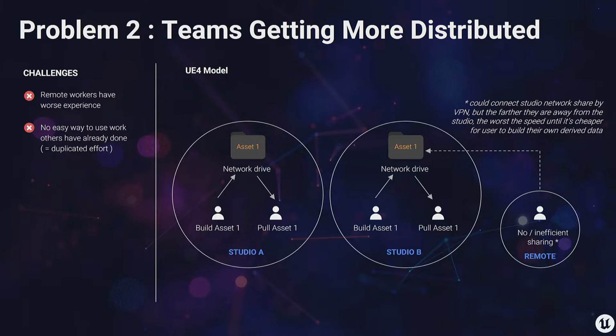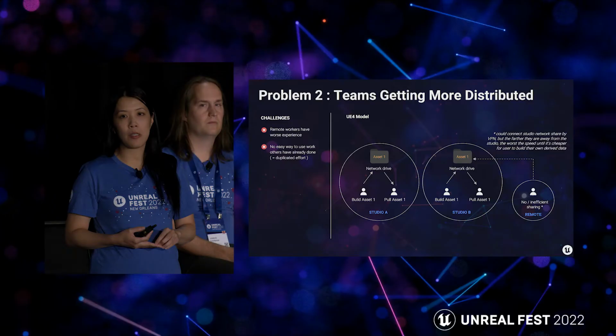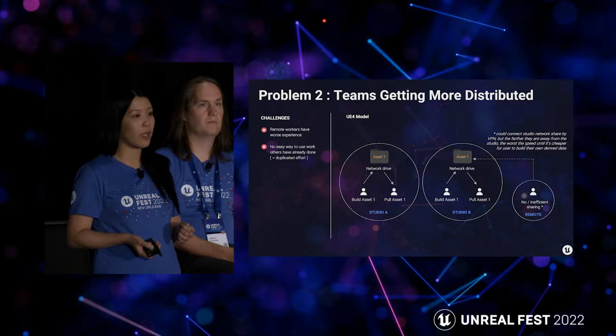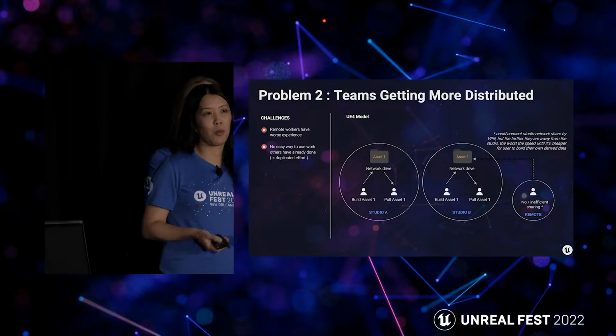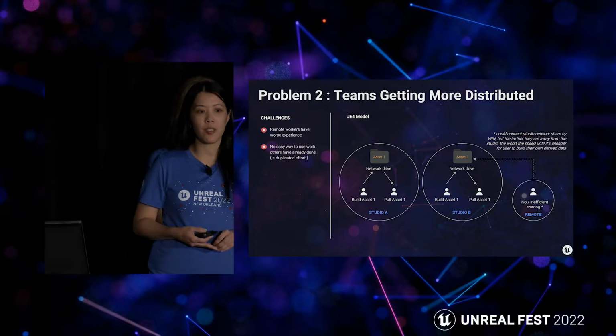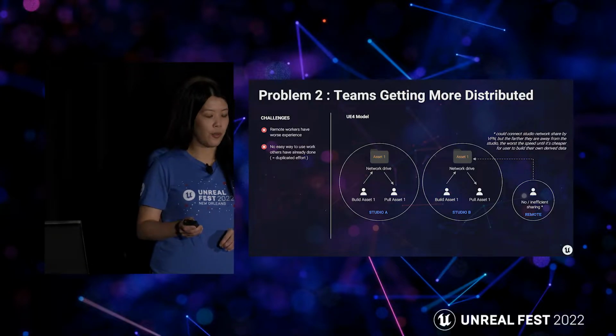So on the problem we had of teams getting more distributed, in the UE4 model, this is kind of what we had roughly. You would have a studio somewhere, you'd set up a network drive probably, and share your cooked content amongst those team members. If you had another studio spin up somewhere else, they too would then have their own network share with also that DDC access there. And if you had somebody working from home, unfortunately, although they could connect to one of those network shares, depending on how far they were and how good their network connection was, this wasn't great, and it was probably slower than if you actually built and cooked the content yourself. So that was not efficient.